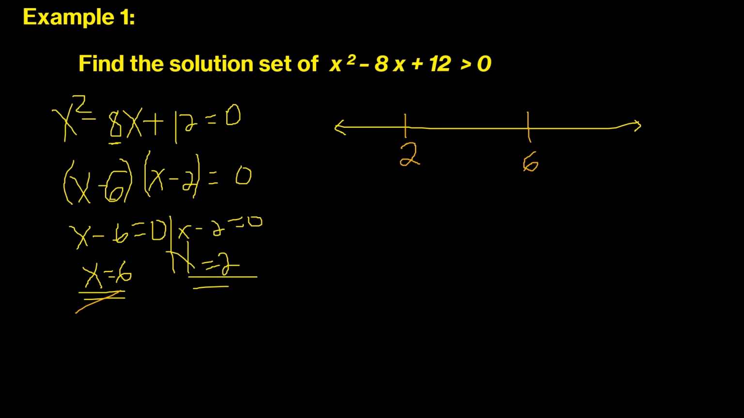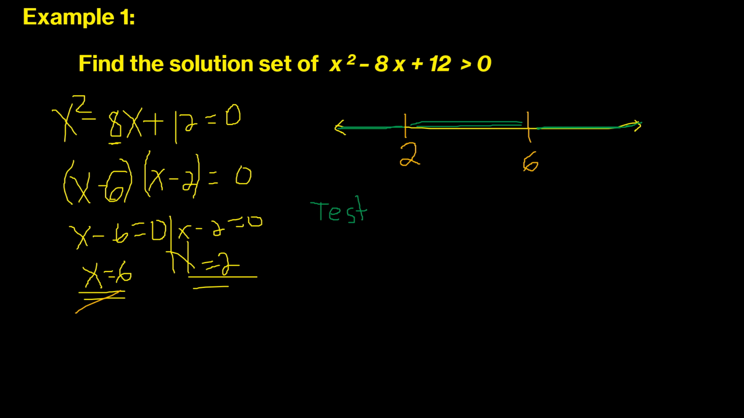Now, there are 3 regions to be considered here: the numbers which are found at the left of the first boundary, which is 2, the region which is found between these two boundaries from 2 to 6, and the region which is found at the right of the upper boundary, which is 6. Now we have to test each region to see which one will satisfy our inequality.